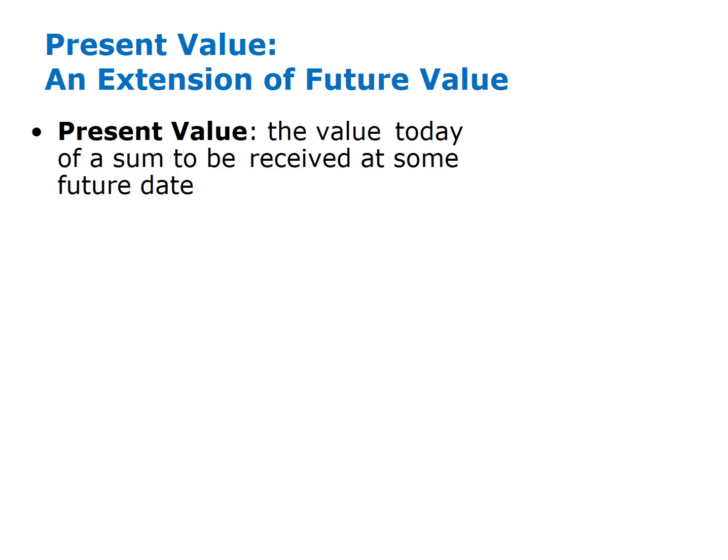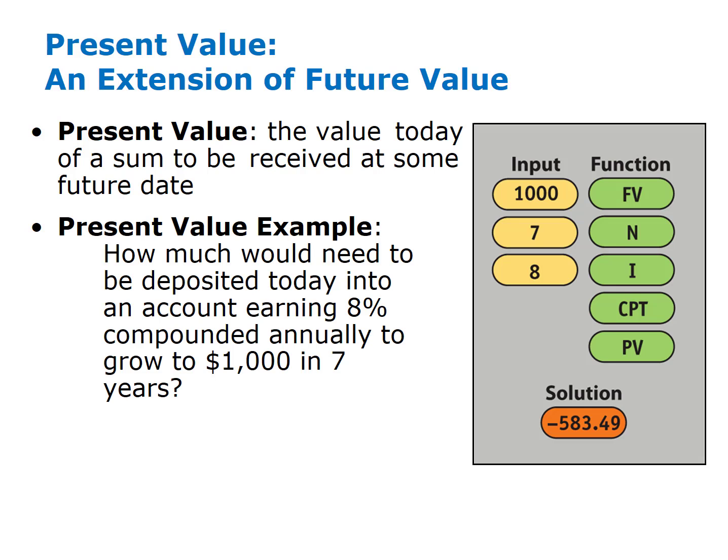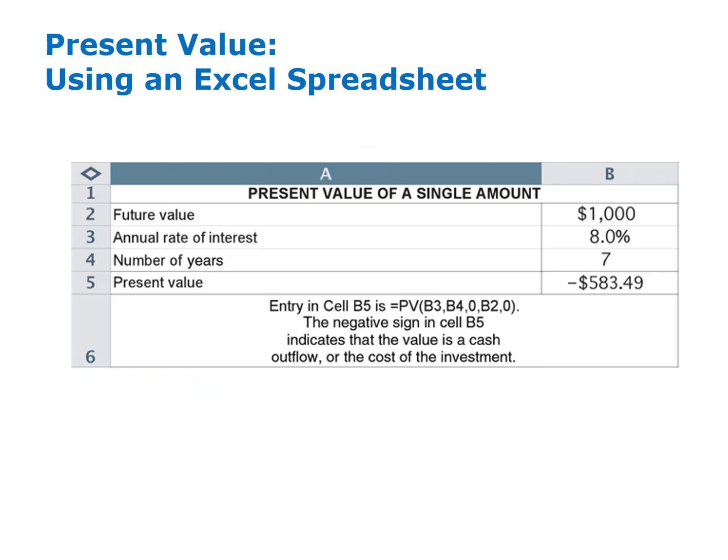Now to present value. The value today of some value to be received in the future. Example: How much do you have to deposit today in an account earning 8% to have $1,000 in 7 years? N is 7, IY is 8, payment is 0, future value is 1,000, compute present value. The result is negative because it's what you have to deposit to earn $1,000. And in Excel, same function, with payment non-zero.